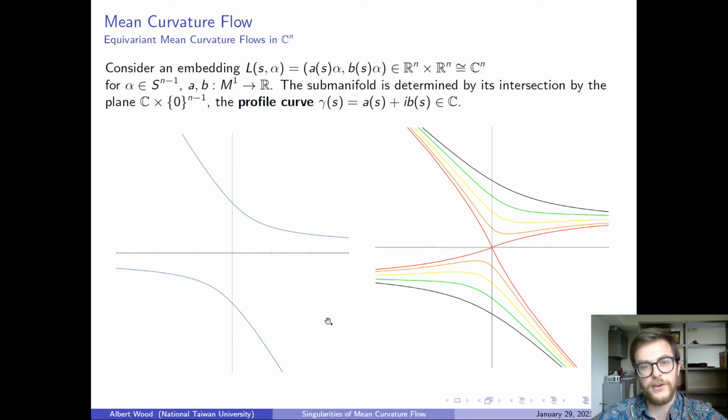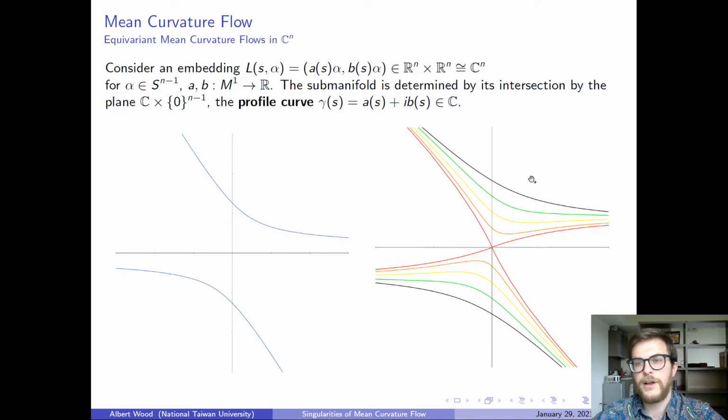Here is an example. Here is an initial condition on the left. Since alpha is in S^(n-1), then minus alpha is also in S^(n-1), so there always turns out to be a Z2 symmetry across the origin on the profile curve. So this is an example of a profile curve, and under mean curvature flow of the corresponding equivariant submanifold, the behavior is as it looks on the right here. The black is the initial condition, and this thing descends to the origin and actually forms a finite time singularity.